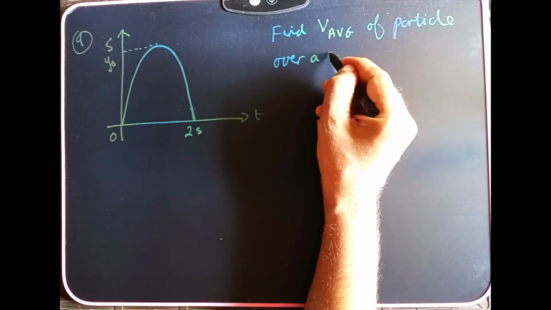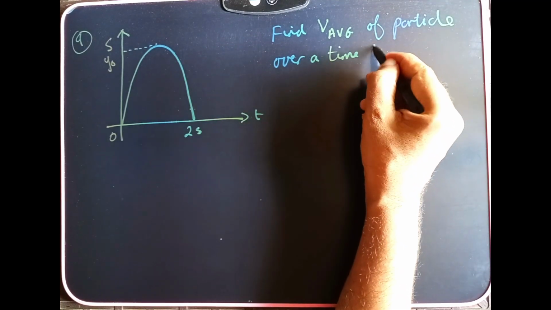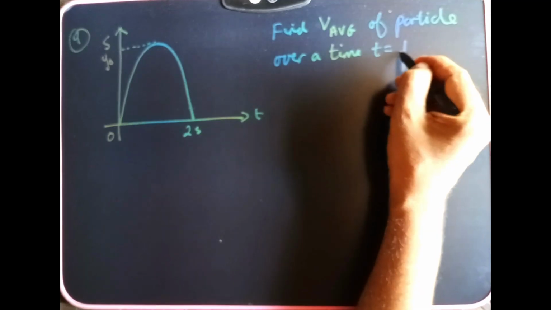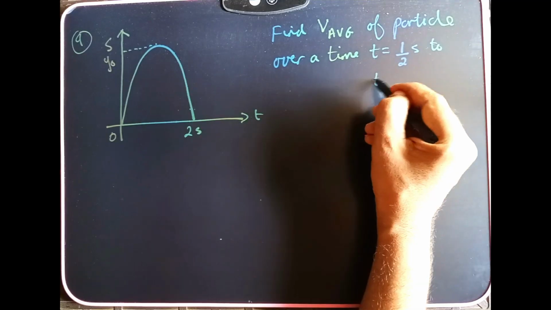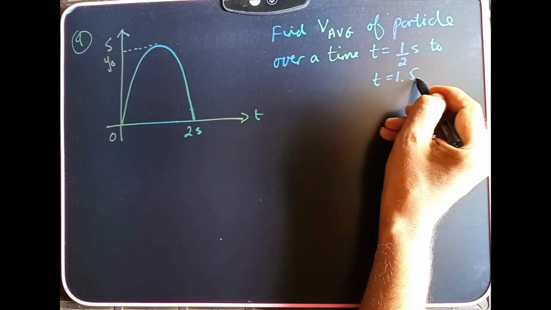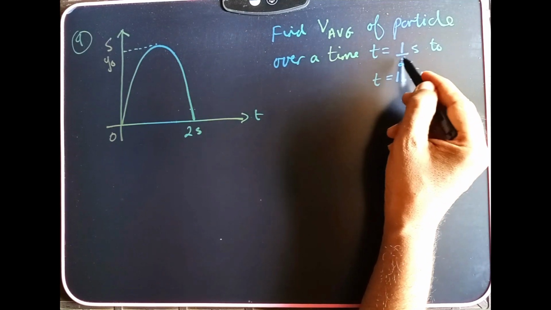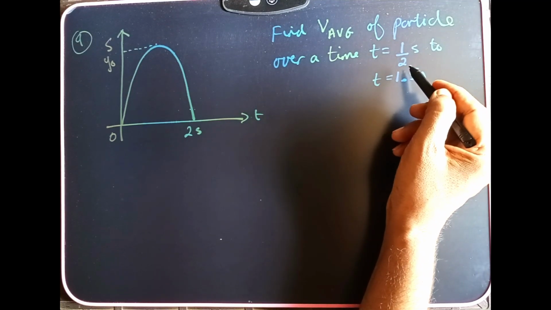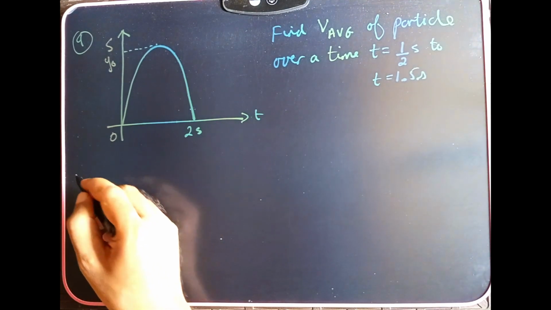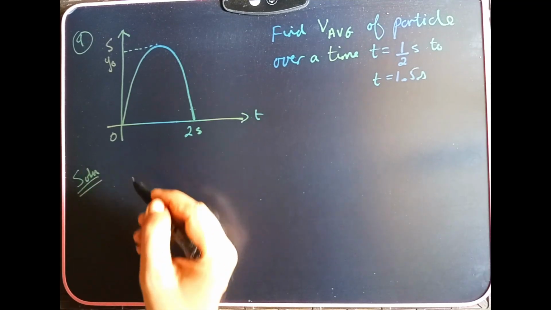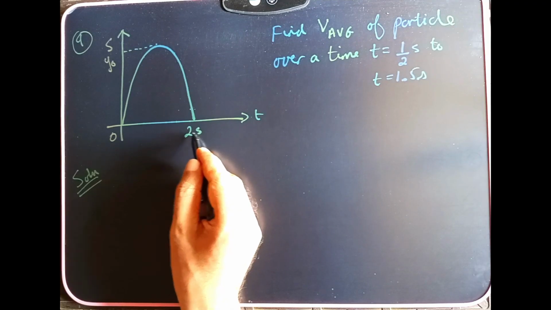over a time interval from t equal to 1.2 seconds to 1.5 seconds. So try to solve it. Let me do it here. So this is given as 2 seconds.